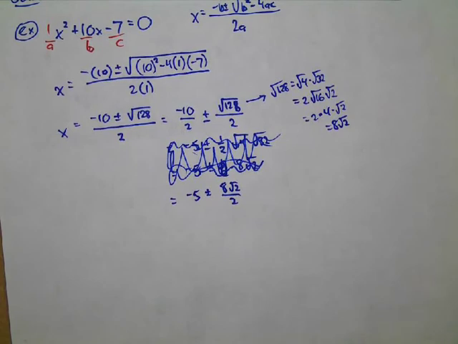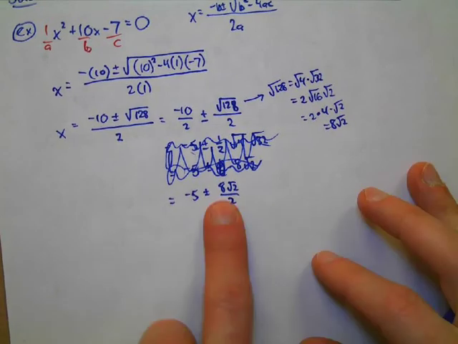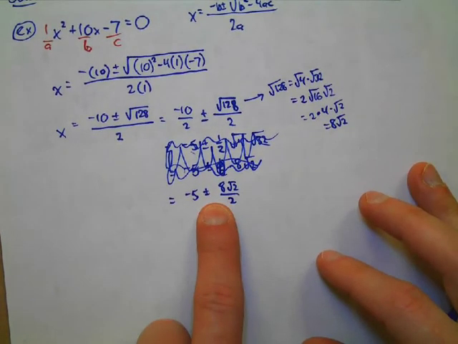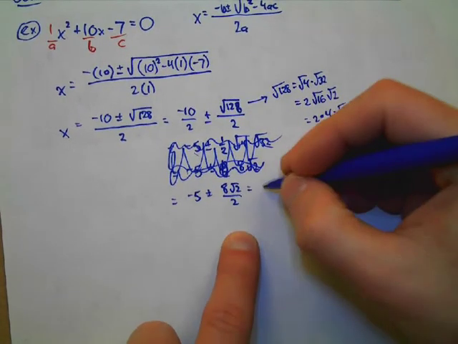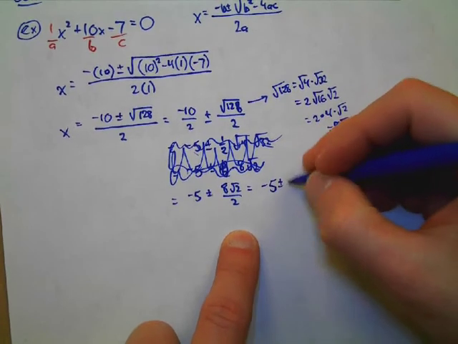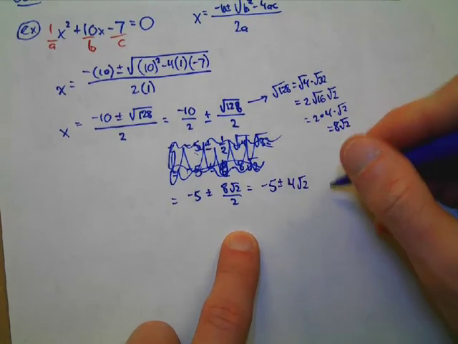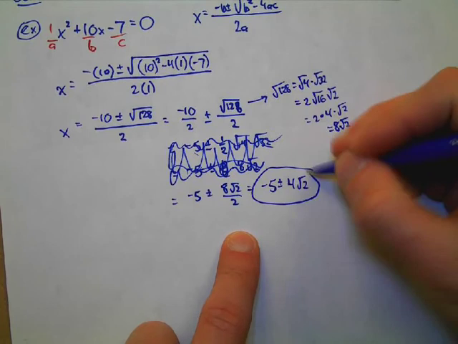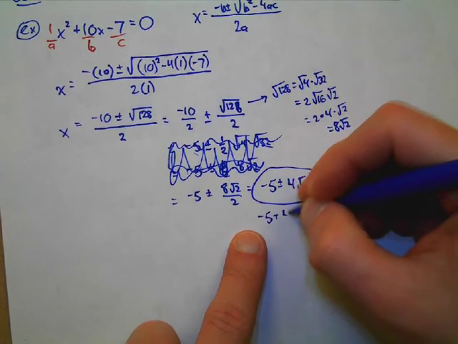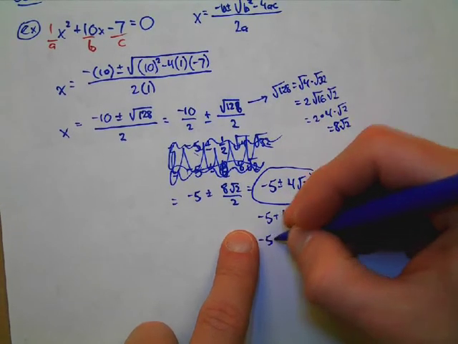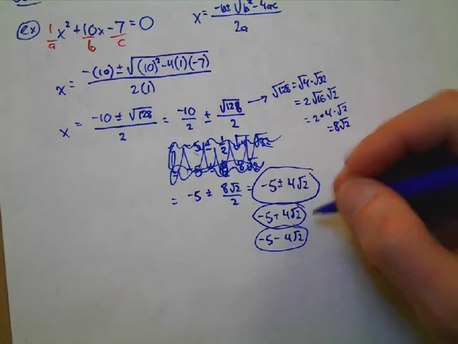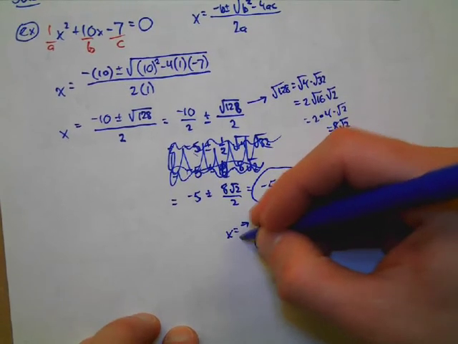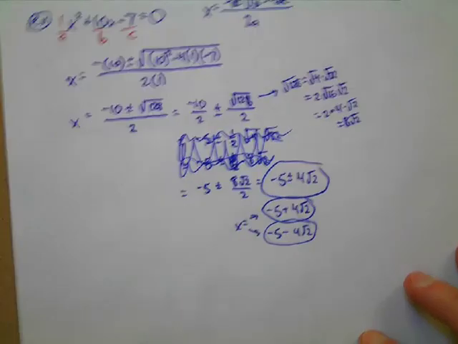Thank you. All right. So there are our 2 solutions. Except we can do one more simplification here, right? What is 8 divided by 2? 4. So we get negative 5 plus or minus 4 times the square root of 2. Okay? So there are our 2 solutions. Negative 5 plus 4 root 2, negative 5 minus 4 root 2. X equals those 2 things.